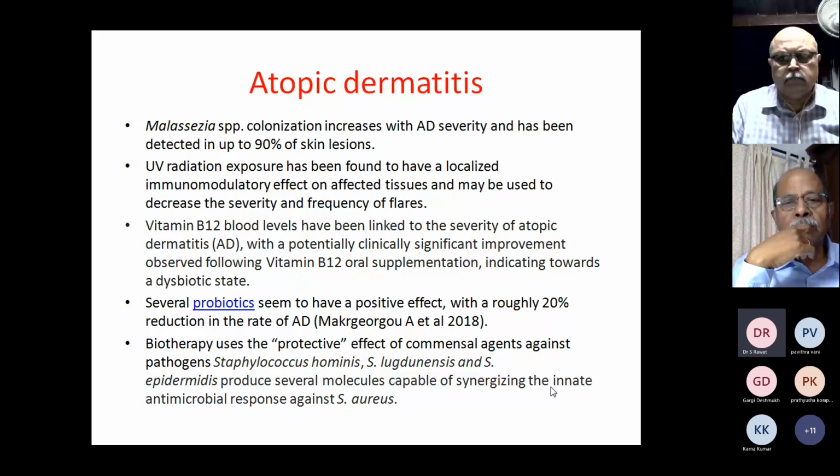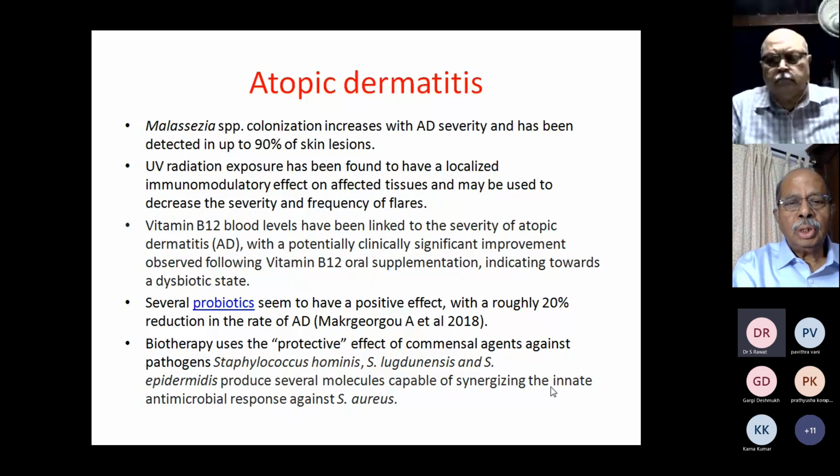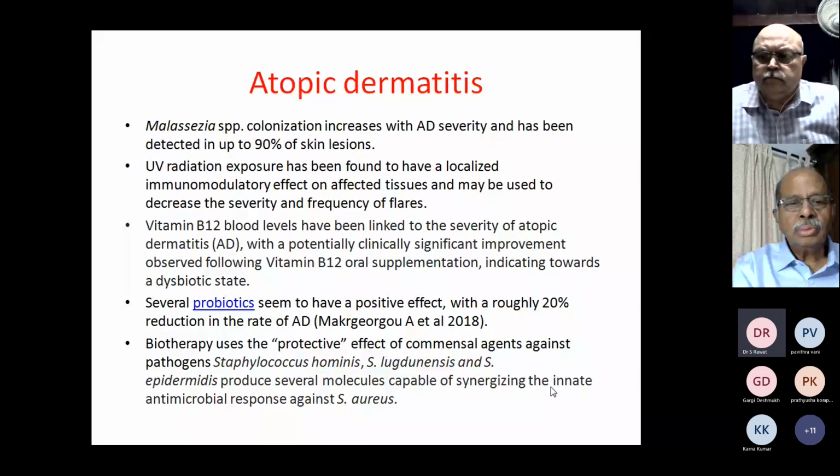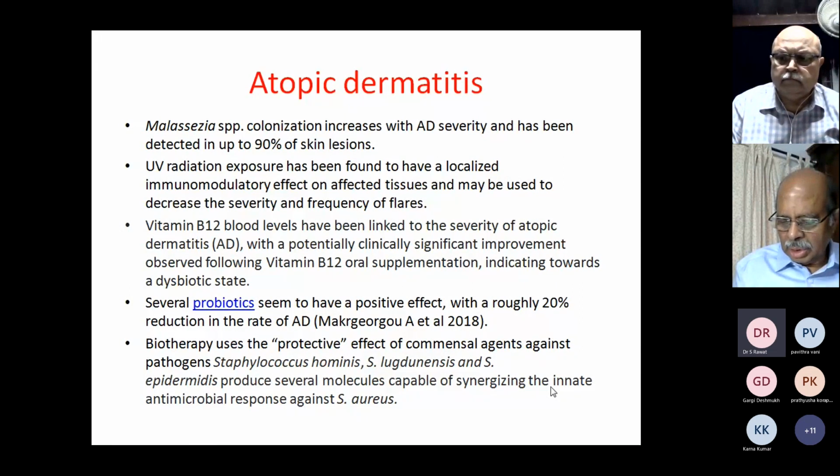And this also indicates that there is a gut dysbiosis going on behind, and once the gut bacteria are normalized, they start producing vitamin B12 and other metabolites, which might help in restoration of the normalcy. So several probiotics seem to have a positive effect in treatment, and roughly they have a 20% reduction in the rate of this disease.